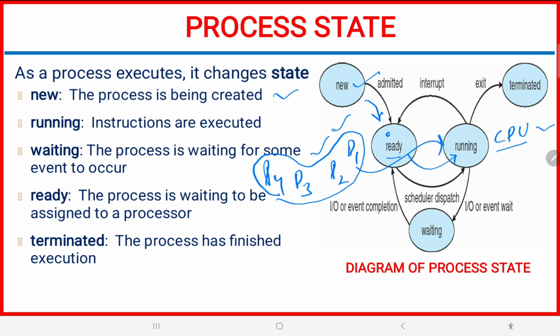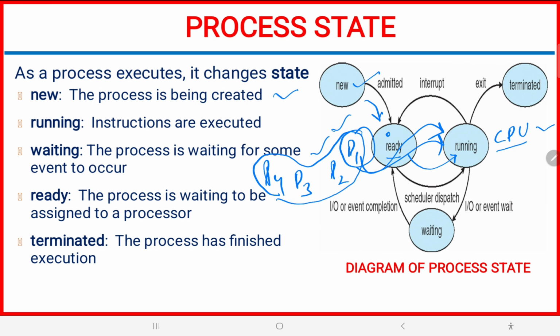Likewise here, I'm assuming that P1 was the first one to enter the ready queue, then comes P2, then P3, and later on P4 also entered the ready queue. So let's assume that the CPU allocation is given to these processes in the order in which they arrived. That means P1 arrived first, then P2, then P3, then P4. So P1 will get access to the CPU immediately once the CPU is free. So this process now shifts from the ready state onto the running state. That means now the CPU will work on process P1.